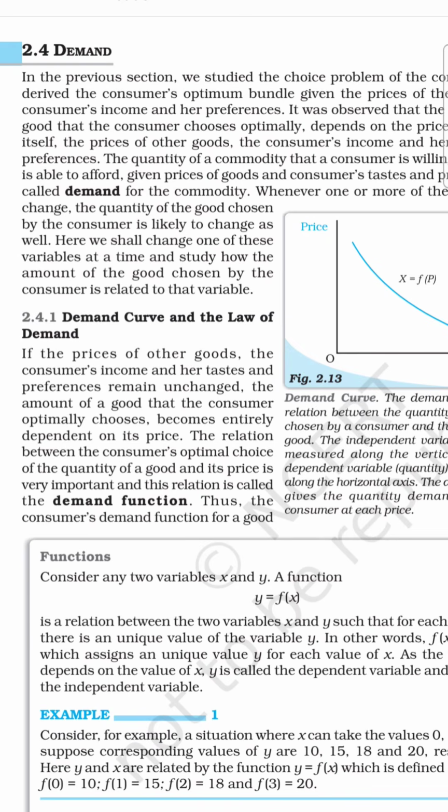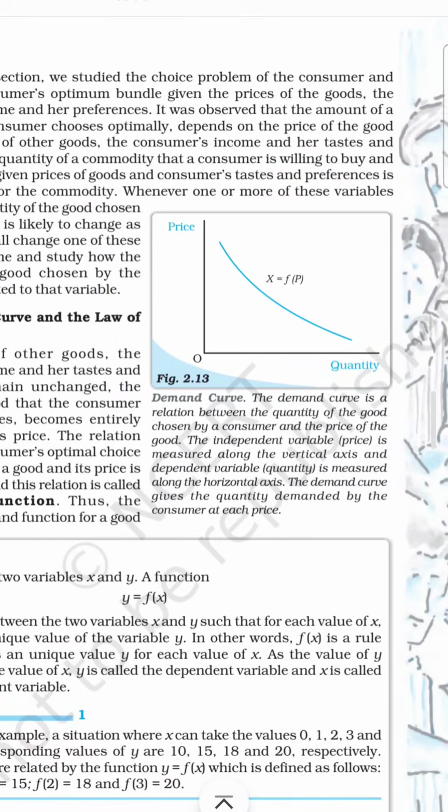Before that, you have to study what is demand function. Demand function means the relationship between optimum choice and a quantity of a good and its price. The relationship or the interrelatedness of all these three things is called demand function.